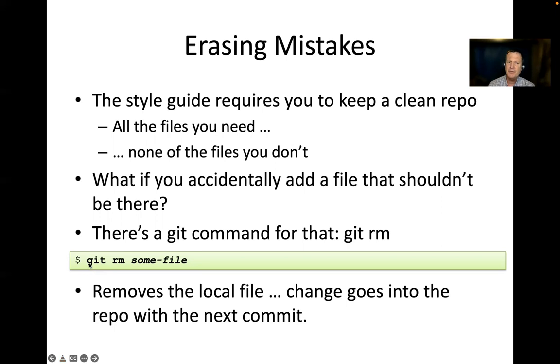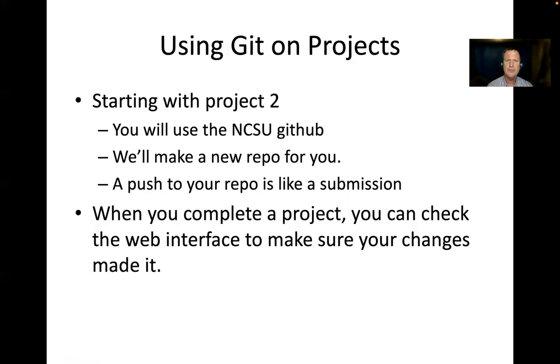And here's the command for doing that. If you say git rm, and then any file you want to remove, it'll remove that file locally. So you should see the file go away. But it'll also stage that removal as part of the next commit. So after you do this remove, if there are any other changes you want to make, you can go ahead and make those. And then the next commit you do will commit the removal of that file. And then the next push you do should make that file go away from NCSU's GitHub.